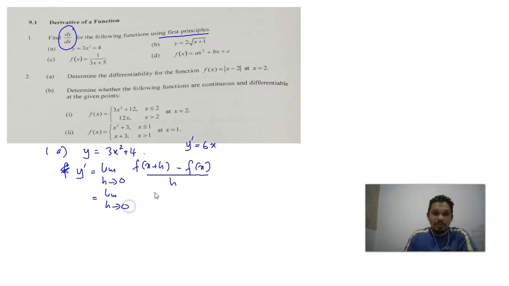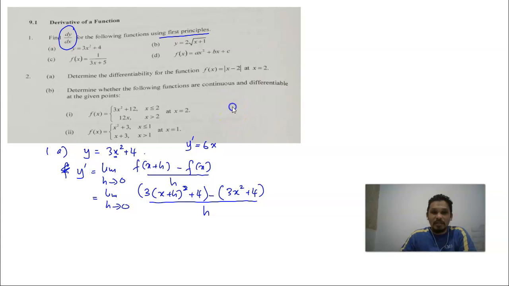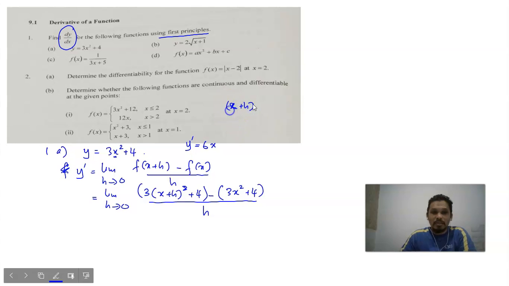Limit h approaching 0. Okay, f(x plus h), meaning that we substitute x with x plus h. So then 3(x plus h) squared plus 4, minus f(x), which is 3x squared plus 4, and divided by h. Okay, look at this one here now, (x plus h) in bracket squared. So let's find the expansion of this. (x plus h) squared equal to x squared plus 2xh plus h squared.